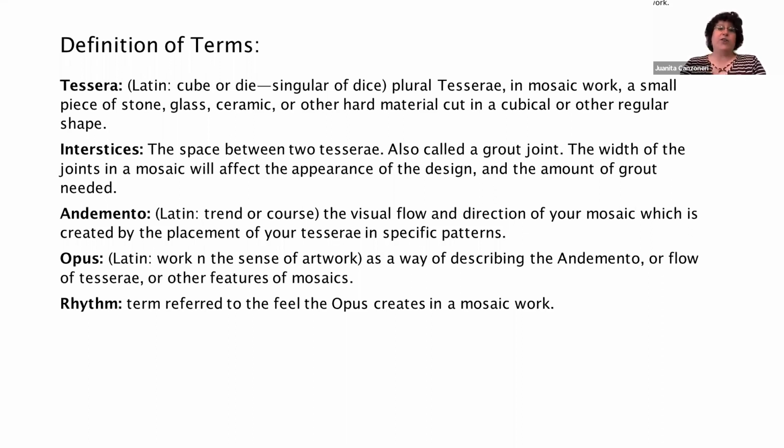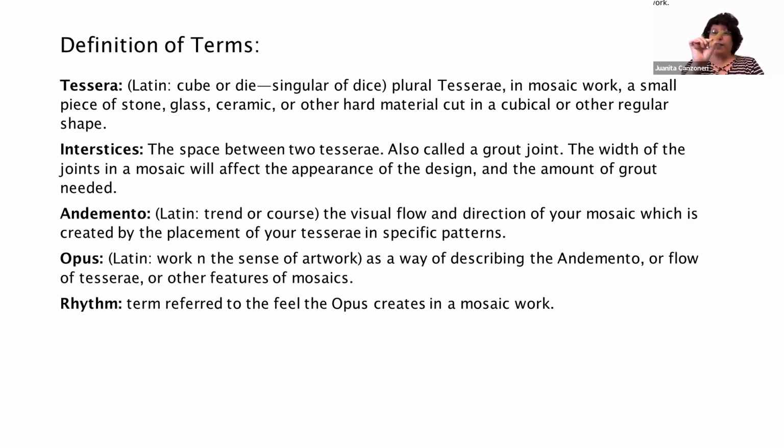You may or may not have heard the term tesserae used. It is basically Latin for cube or die, which is the single of dice, not the plural. It is pronounced tessera, as far as I'm aware. In mosaic work, it's basically a piece of stone, glass, ceramic, or other hard material cut into cubical or other regular shape.